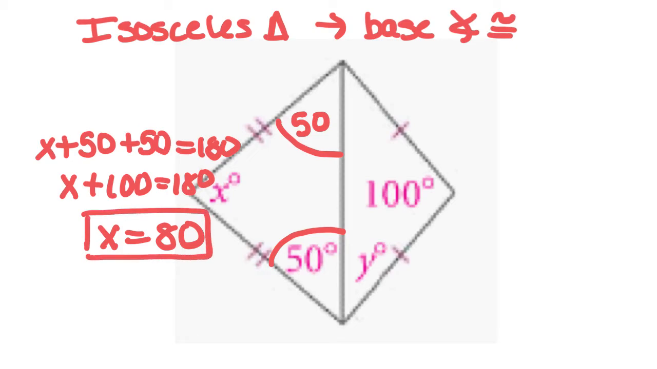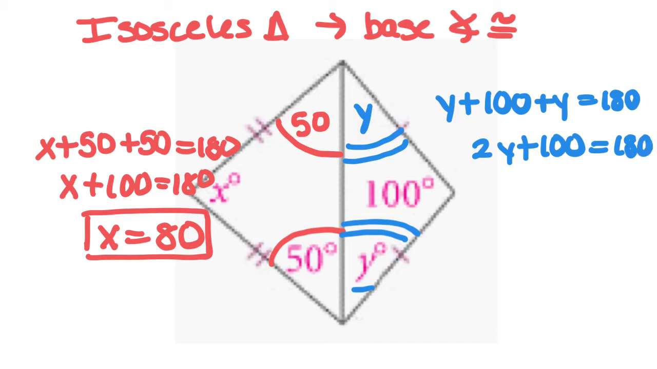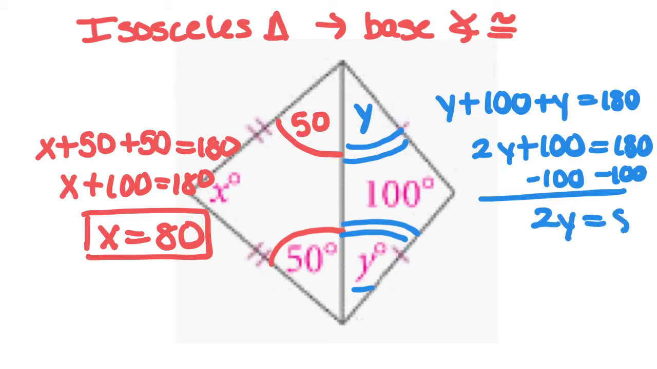For the other triangle, we know that these are base angles that are congruent. And while I don't know what the base angle is, I know that this angle is y, so I can call this base angle also y. So this would mean that the angles of the triangle are y plus 100 plus y equals 180, since all the angles in a triangle add to 180. So you have 2y plus 100 equals 180. I can subtract the 100 from both sides. So I get 2y equals 80. And then finish solving by dividing both sides by 2 to get y is equal to 40.